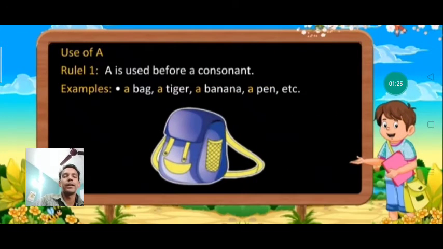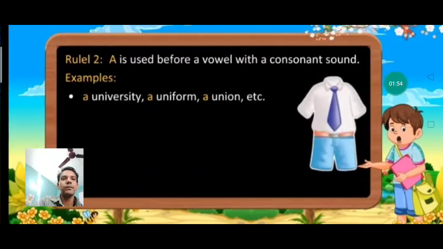Now we can see some of the uses of a. Rule number 1: a is used before a consonant. This we all know, children, that before a consonant we have to use the word a. The sound should come like a consonant. For example, bag becomes a bag, tiger becomes a tiger, banana, a banana, pen, a pen, etc. This is a very simple rule which we all used to follow.